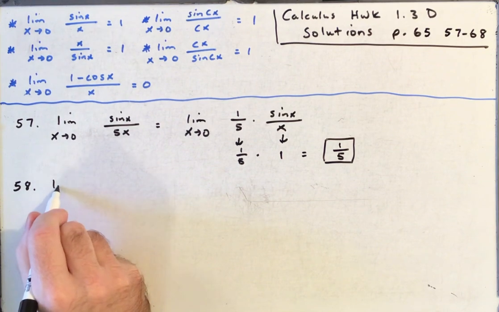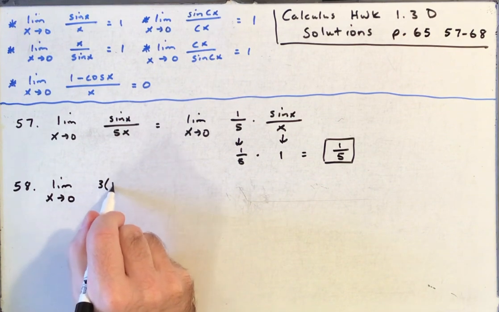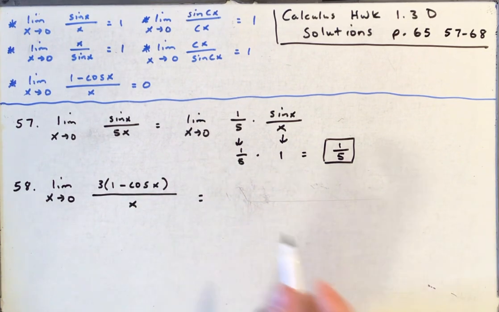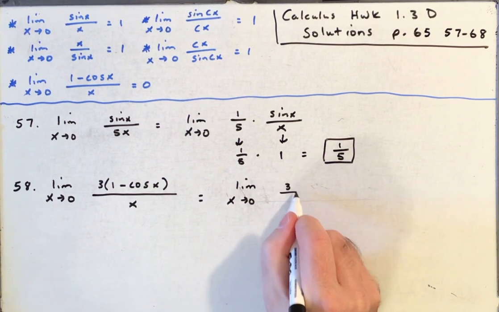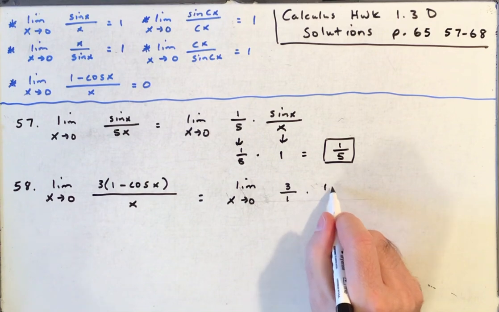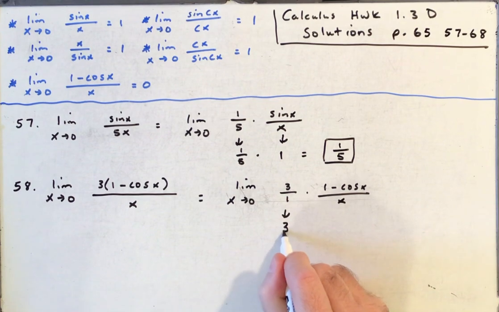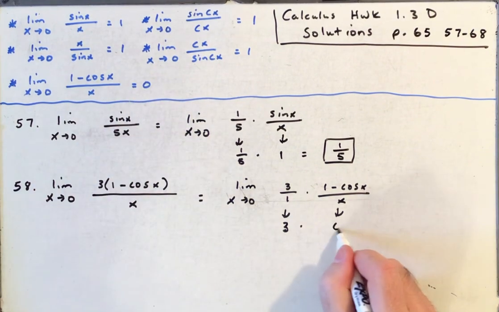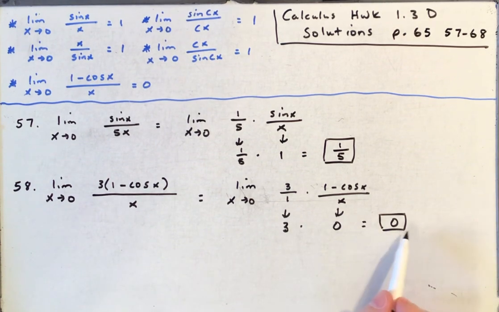Okay, 58 is the limit as x approaches 0 of 3 times 1 minus cosine x over x. So that's almost the identity we need. That'd be the same thing as the limit as x approaches 0 of 3 over 1. I'm just going to pull that 3 out. Times 1 minus cosine x over x. So that's 3. And then 1 minus cosine x over x is equal to 0. 3 times 0. And that is 0. Sometimes I have students actually do 3 times 0 is 3. So be careful. Don't do anything like that.